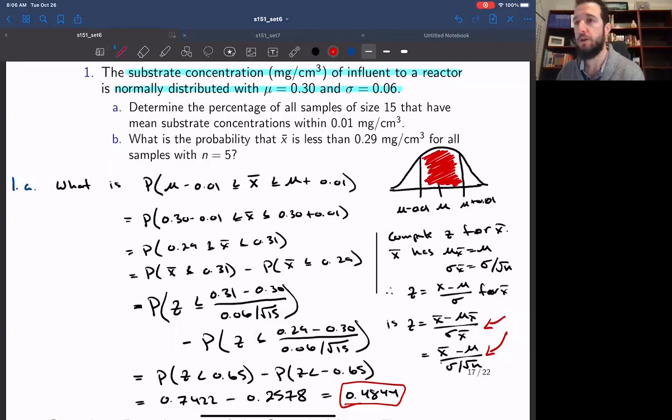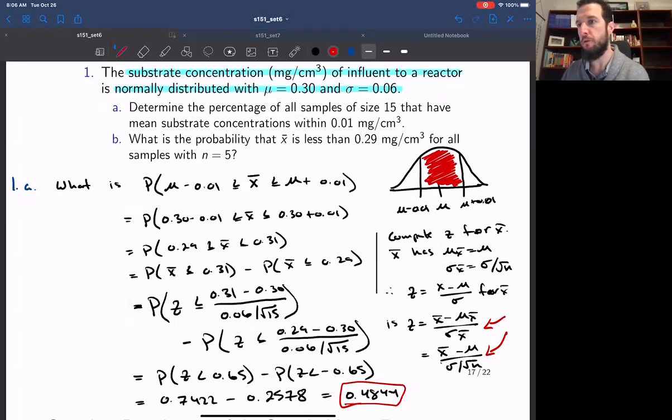All right, so in part B of exercise number 1, we're asked, what is the probability that X bar is less than 0.29 milligrams per centimeter cubed for all samples with n equals 5? Okay, so in part B, we actually have a very direct question that is specifying almost explicitly what the probability is that we are looking for.